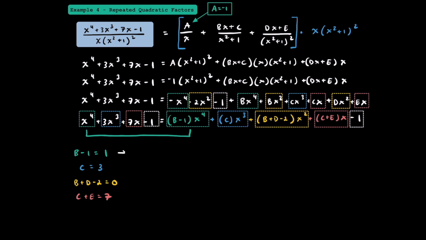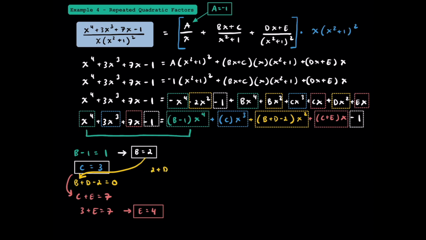Since b minus 1 is equal to 1, we know that b is equal to 2. There's another letter solved. Here we know that c is equal to 3. And substituting in c equals 3 down here, we can say that 3 plus e is equal to 7, which means that e must equal 4. Since b is equal to 2, we can substitute that in right here. And we can say that 2 plus d minus 2 is equal to 0. Since 2 minus 2 is going to be 0, we know that d is equal to 0.